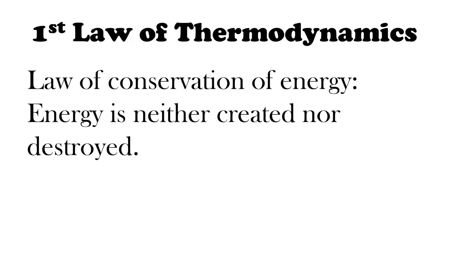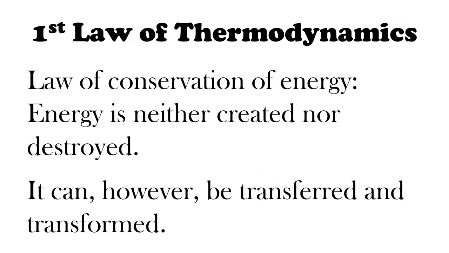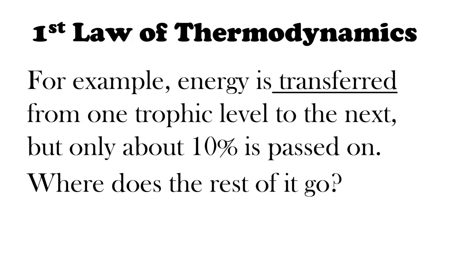For example, in the universe, the amount of total energy is constant. And all that can happen is that the form the energy takes can change. So in other words, it can be transferred and transformed into other types of energy. For example, the things that we were just talking about: energy is transferred from one trophic level to the next, but only about 10% is passed on. And of course, we know where the rest of it goes. It's lost as heat as you move from one trophic level to the next.